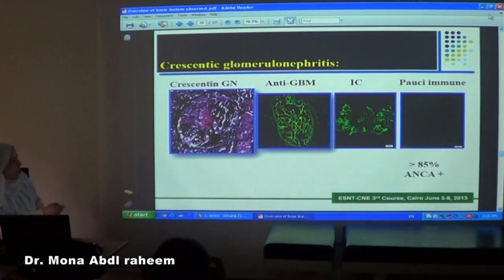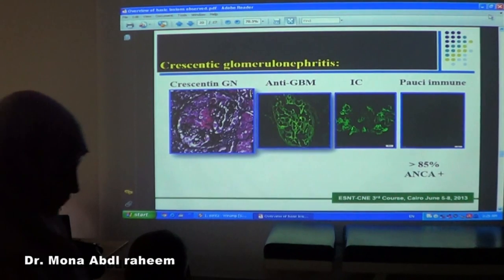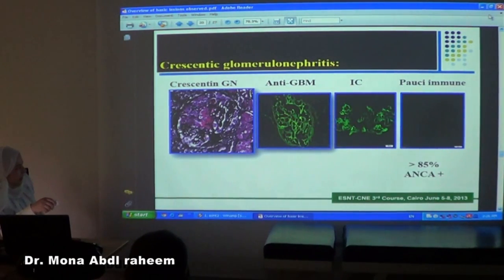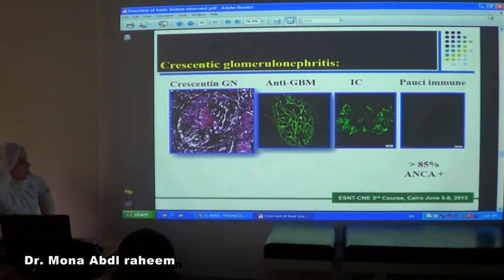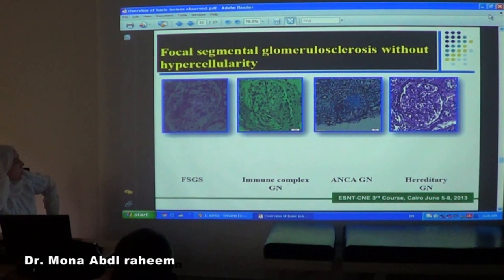Crescentic glomerulonephritis usually presents clinically as rapidly progressive glomerulonephritis. We find here a large crescent that is circumferential and obliterates the glomerulus in half. Crescentic glomerulonephritis is a case where we cannot define or classify the cause of disease except after doing immunofluorescence. According to the pattern and site of deposit, the shape of the deposit and the site, we have three groups. Immune complex group, pauci-immune where we cannot find any deposit or only mild deposit by immunofluorescence, and this group has ANCA positivity in more than 85%. And here the anti-GBM, which has the lowest incidence as a cause of crescentic glomerulonephritis.